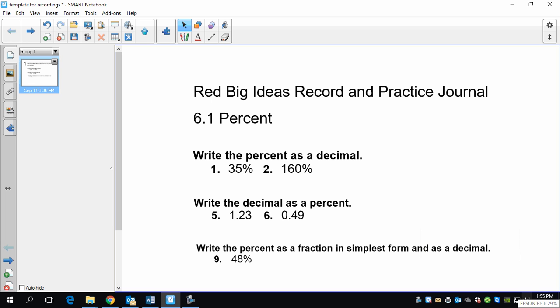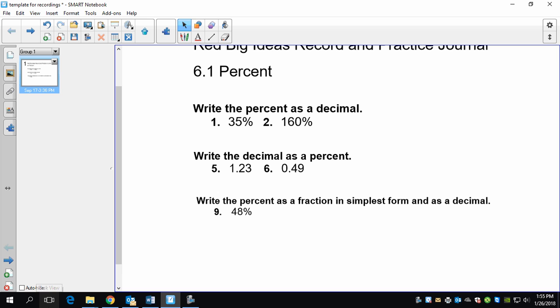Okay, we are working on the Red Big Ideas Record and Practice Journal. We are doing 6.1, and the first problem is write the percent as a decimal. Now, when we're dealing with percent, the one thing we have to make sure we can figure out is that we just essentially want to move our decimal 2 places to the left.